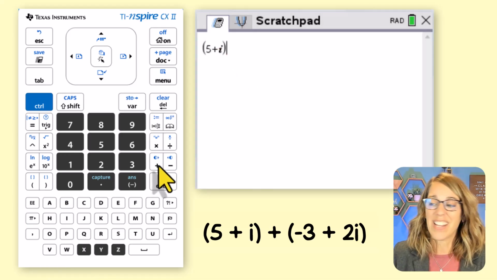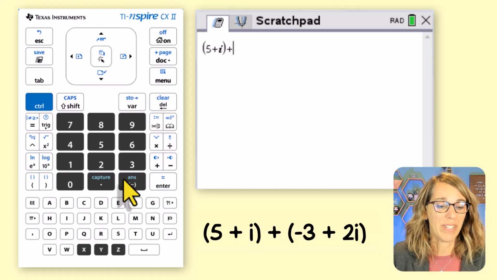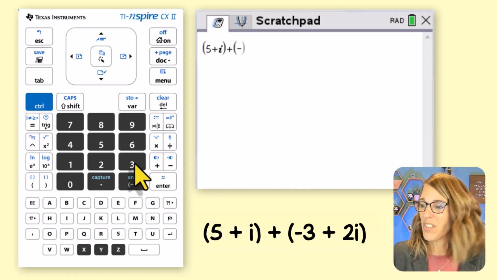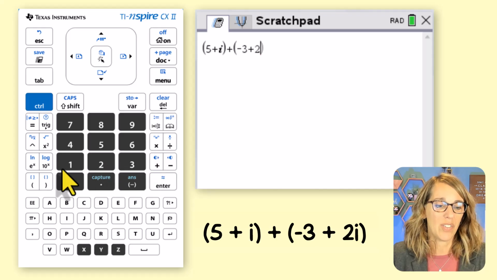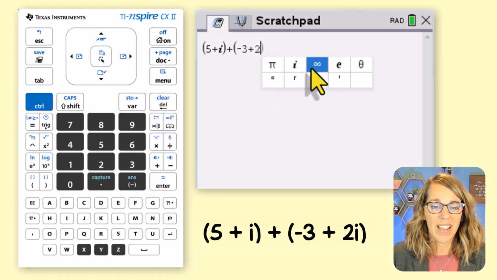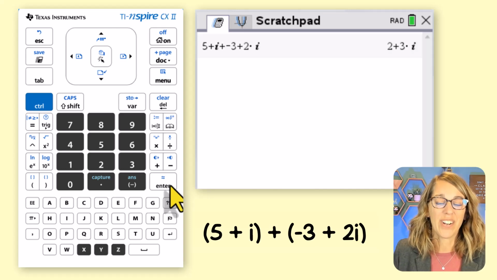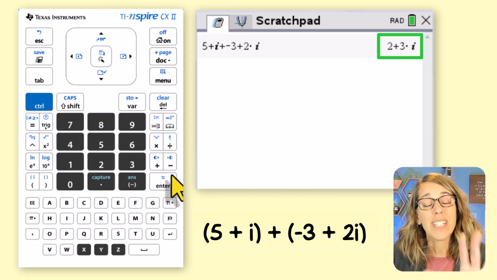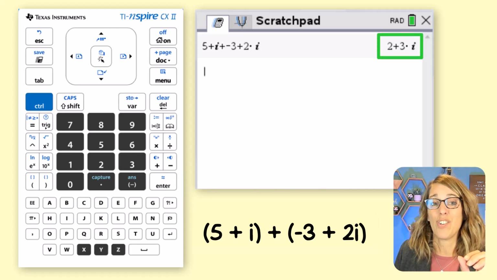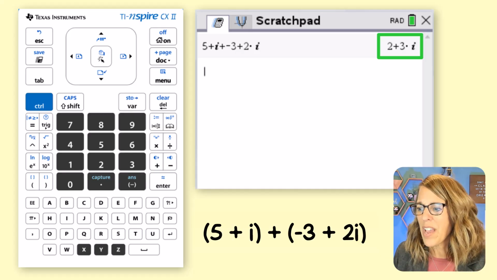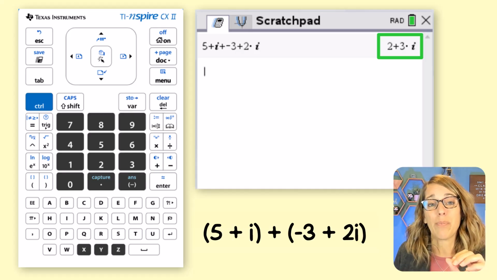Close your parentheses, and to that we're going to add -3 plus 2i. So parentheses, little negative down there by the enter, and then 3 plus 2i. Pi, and then I get my i, parentheses, and then enter. Now, super easy, but your teacher might instead ask you to show the steps. You can check it with your calculator, but here are the steps that you need.